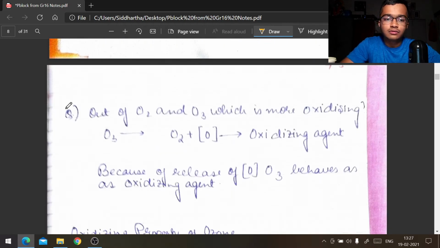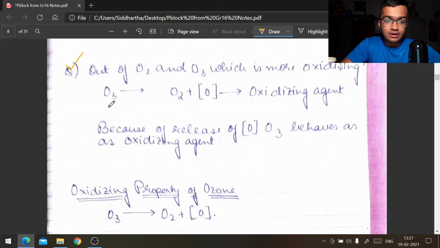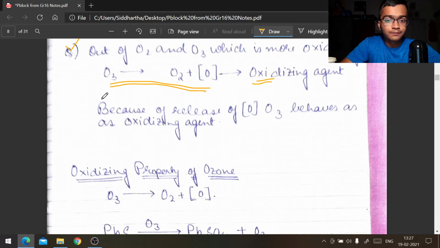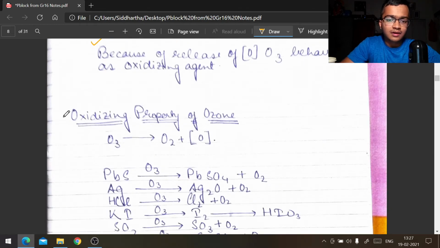Okay, out of O2 and O3, which is more oxidizing? Now O3 dissociates into O2 plus nascent oxygen. Now this nascent oxygen is a strong oxidizing agent, right? So because of the release of nascent oxygen, O3 is regarded as a better oxidizing agent than O2.